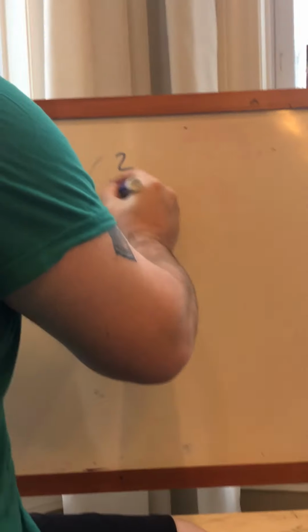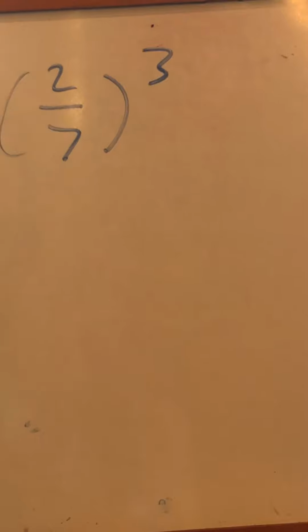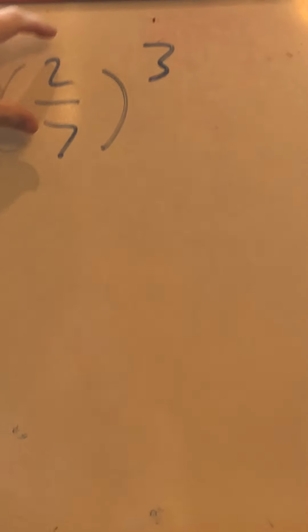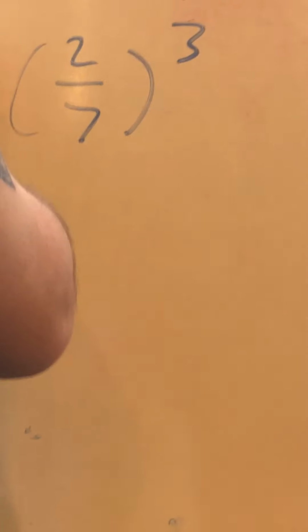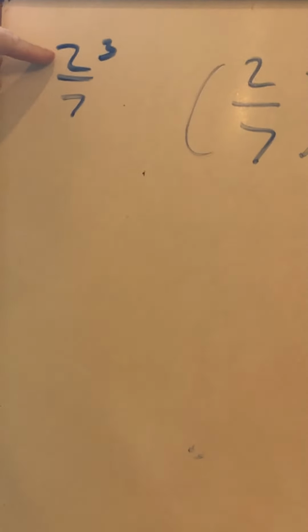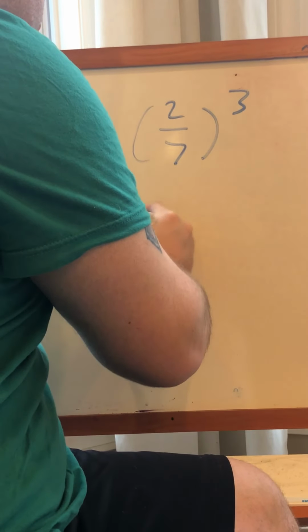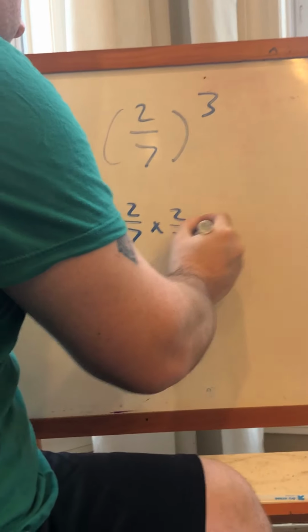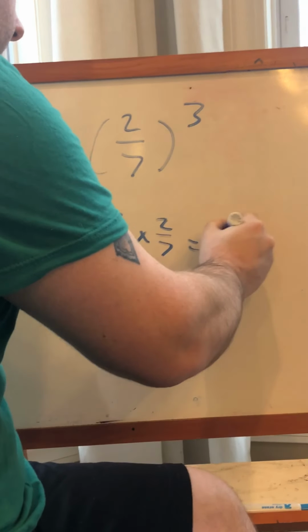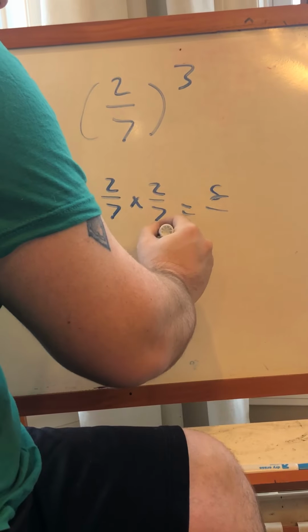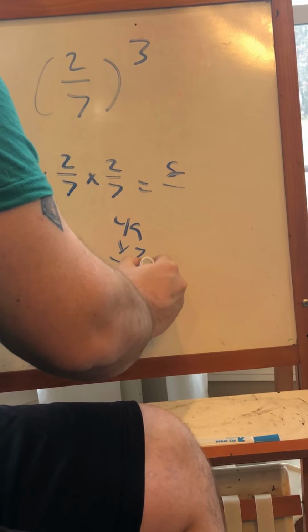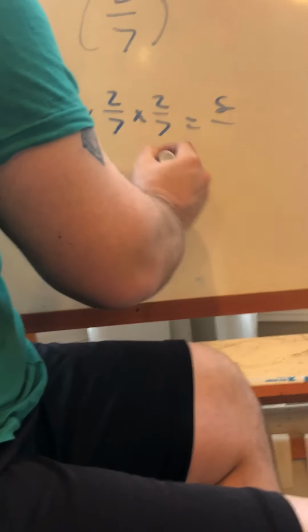All right, number 8. It says 2/7 cubed. The fact that we have parentheses and the exponent on the outside means the entire thing is to the 3rd power. If we did not have parentheses, it would just mean 2 to the 3rd power. So this means the whole thing. It's really going to be 2/7 times 2/7 times 2/7. 2 times 2 is 4, times 2 is 8. 7 times 7 is 49, times 7 is 343. So it's 8/343.